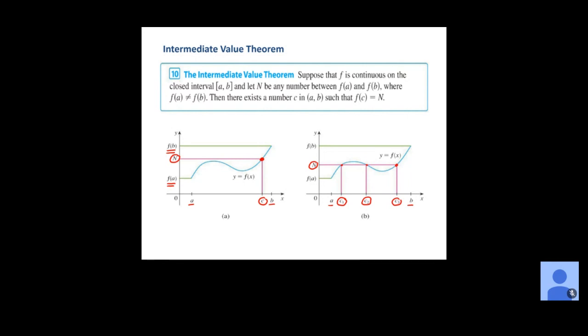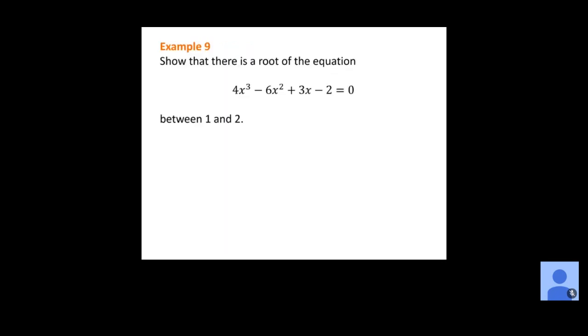Any questions on that? Again, key word here, function has to be continuous, right? Because if you have a discontinuity there, we cannot guarantee that you're going to hit every single value in between, okay? All right, so last example, we're going to show that there's a root of the equation between 1 and 2.